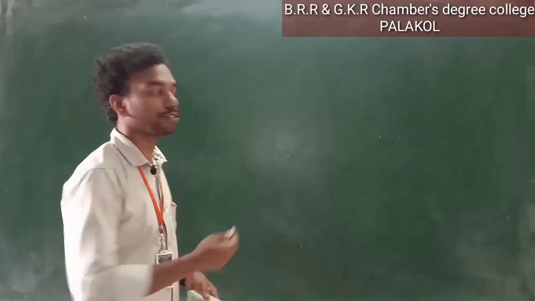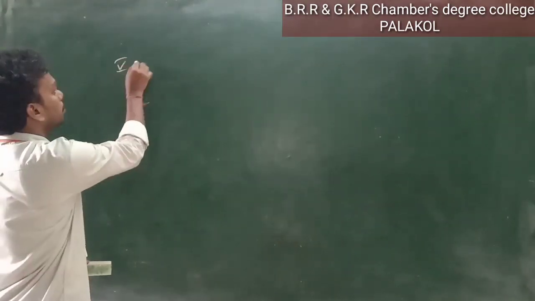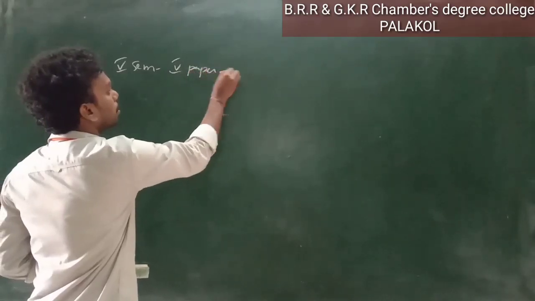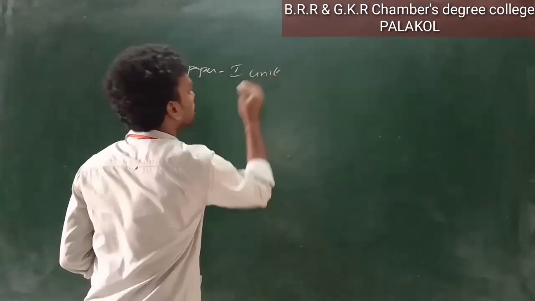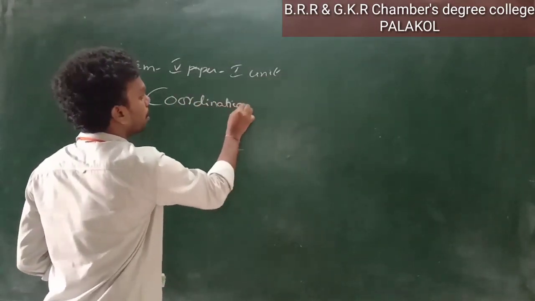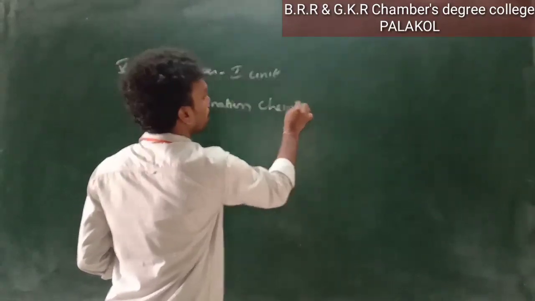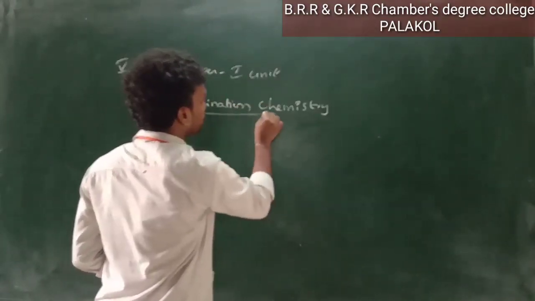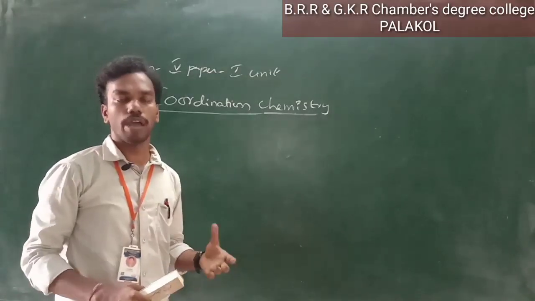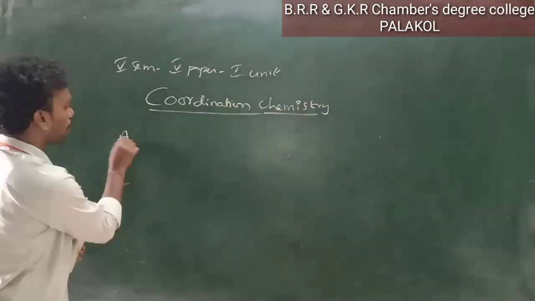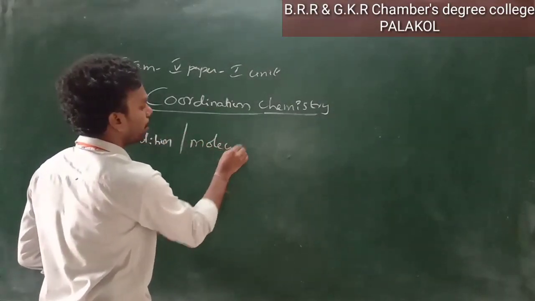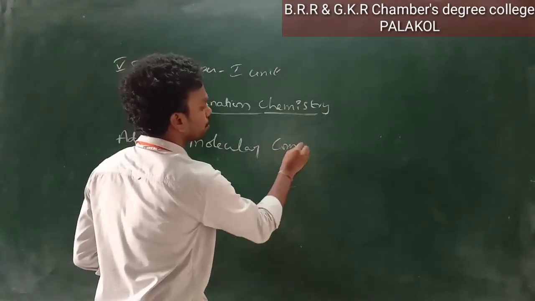So in this session I would like to start Final B.Sc. 5th semester, 5th paper, 1st unit, coordination chemistry. Before discussing coordination chemistry and what coordination compounds are, you have to understand addition or molecular compounds. What are addition or molecular compounds?